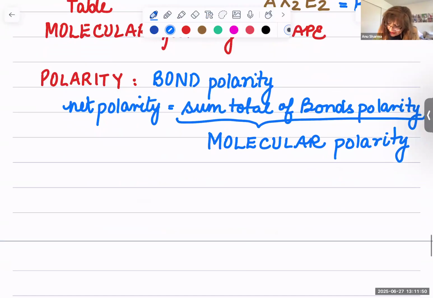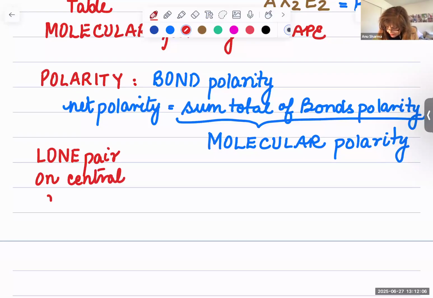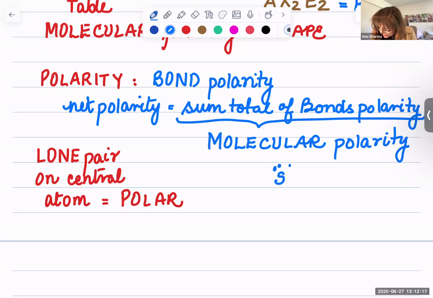Now, an easy thing in this case: whenever there are lone pairs on the central atom, the molecule is always going to be polar, always. So this is a polar molecule. Besides that, if you look at sulfur, and you have this hydrogen, and this hydrogen, look at the individual bonds also.